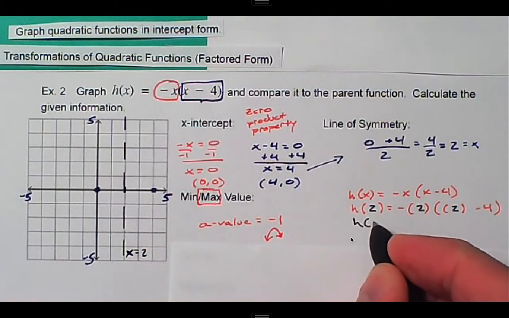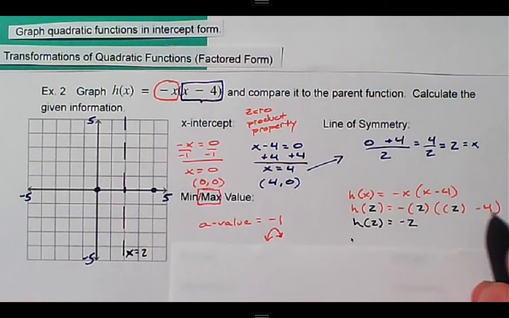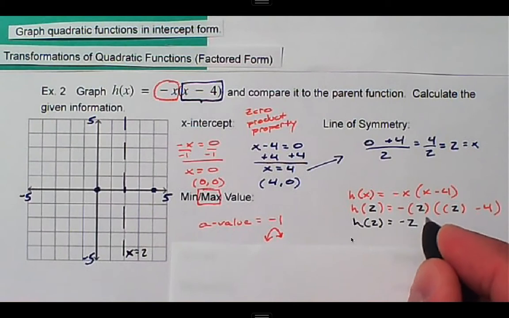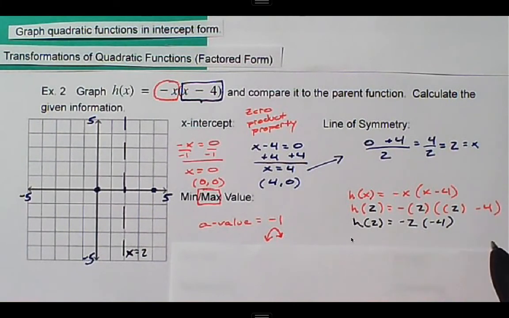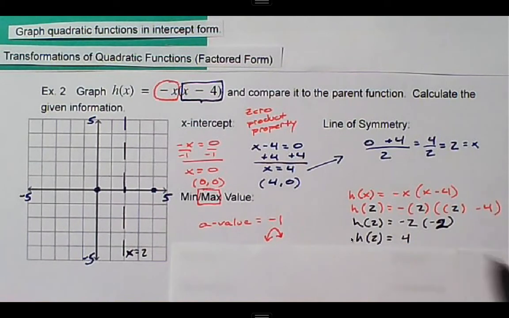So the function h evaluated at 2 is equal to negative times 2, which is negative 2. 2 minus 4 is equal to negative 2. Negative 2 times negative 2 is equal to 4. So the function evaluated at 2 is equal to positive 4. That tells us that we have a vertex at the point 2, 4. That's the vertex.